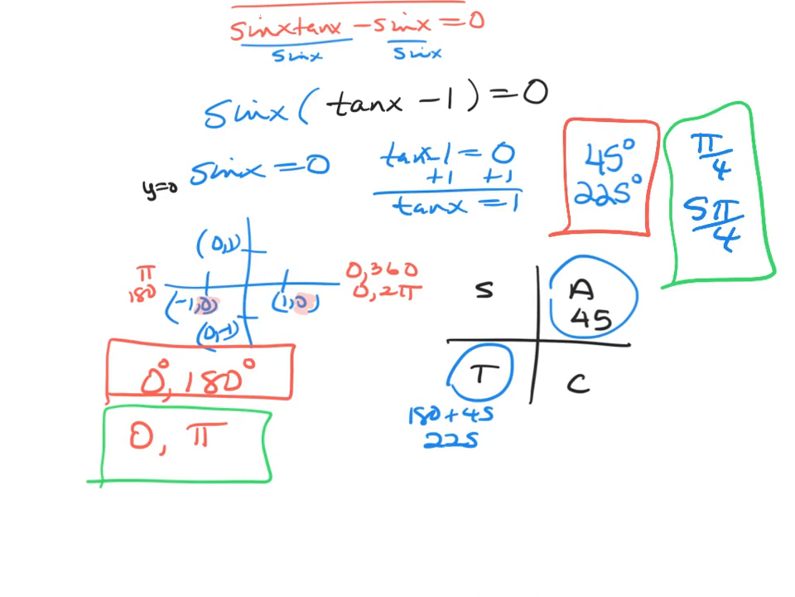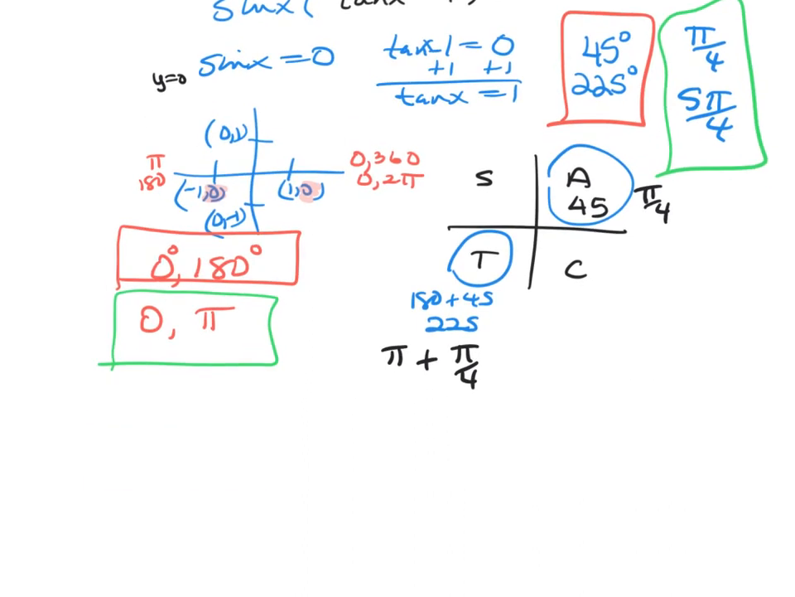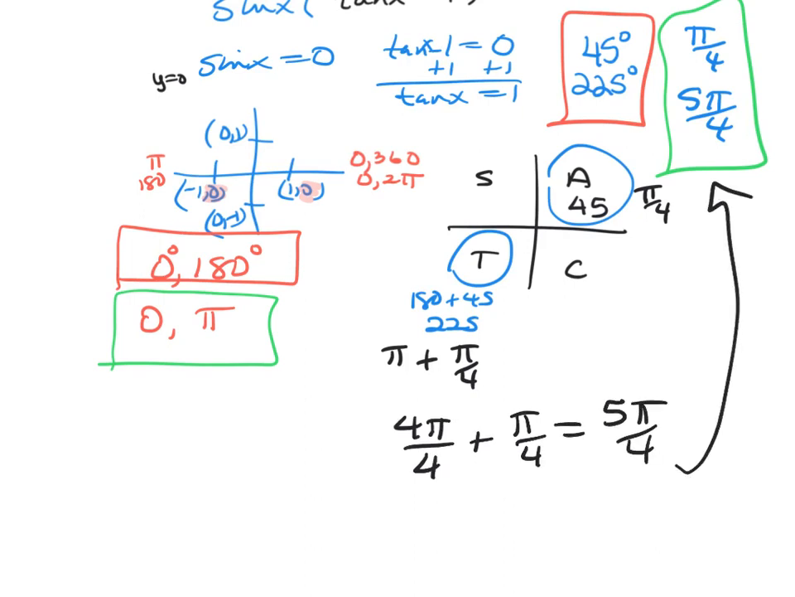So once you realize that 45 is pi over 4, remember to get here, you're going to do pi plus the reference angle. You would need to find a common denominator. Common denominator would be 4. So I could make this 4 pi over 4, add it to the pi over 4, and that's how I can get to this if I didn't have a picture of the unit circle.